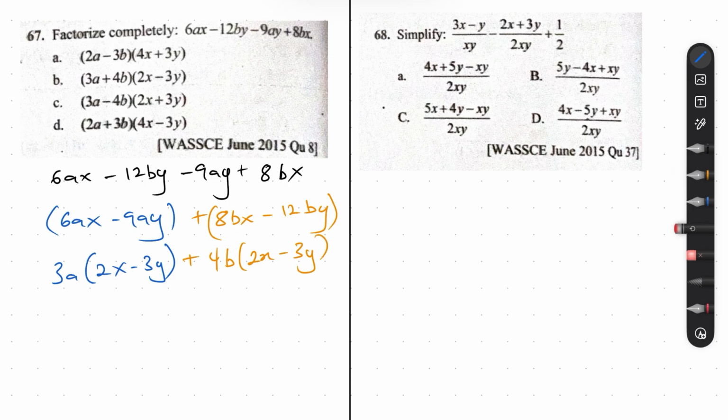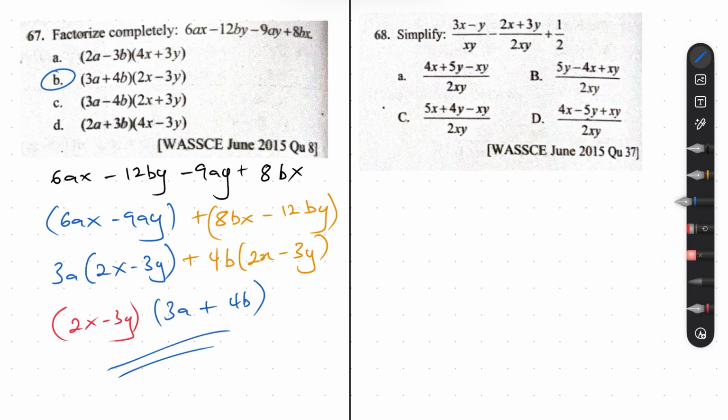Cool. Now these are two terms. Okay, what is common between them? 2x minus 3y, 2x minus 3y. So we can factor that out. If you factor that out from here, we'll be left with what? 3a. So in the bracket 3a plus, here when we factor 2x minus 3y out, we'll be left with what? 4b. So plus 4b. So that is our answer, 2x minus 3y multiplying 3a plus 4b, which is B. The answer is B.